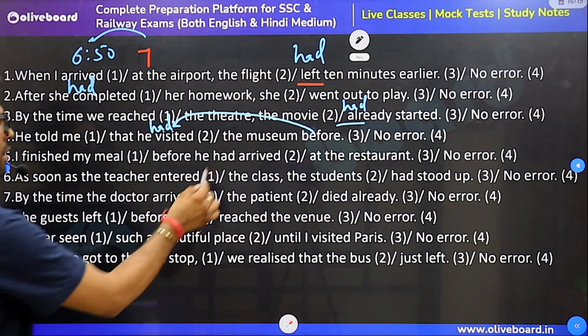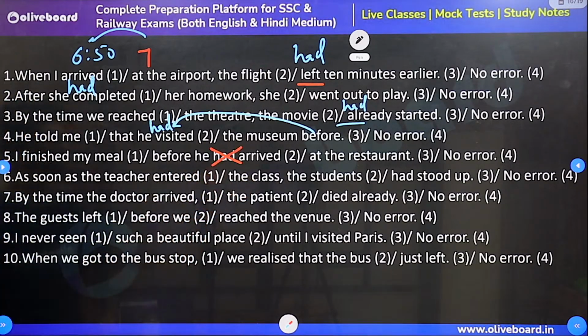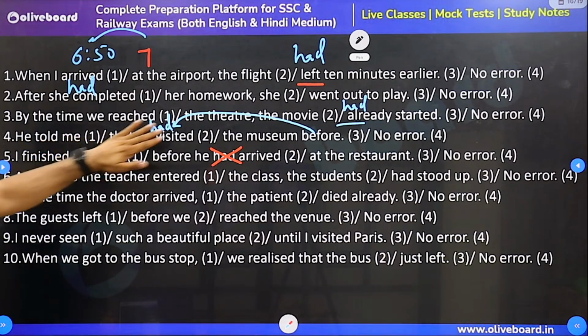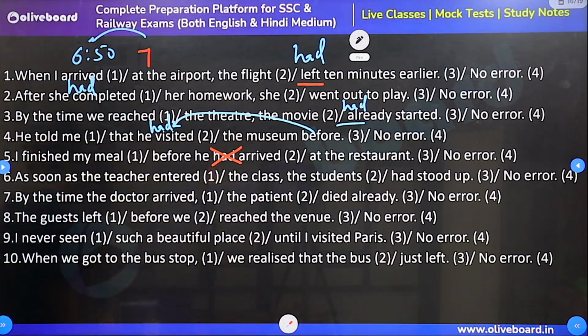Yes, drop it. Before shows it had happened first, not the next one. So drop it from past perfect tense.